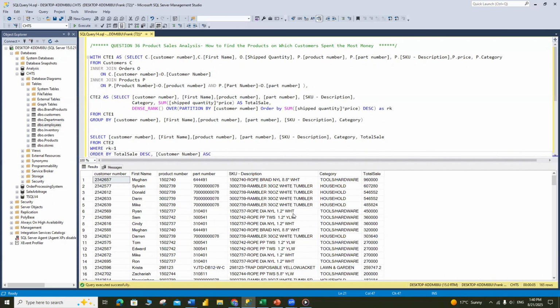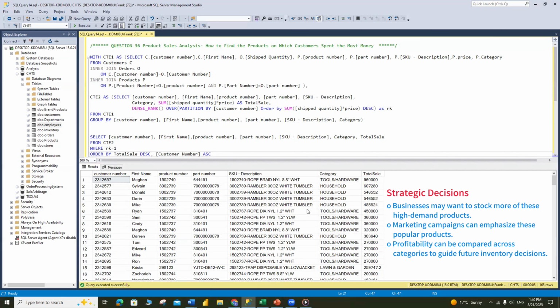So what can we take away from this analysis? 1. Identify best-selling products. Products like the Rambler tumbler and nylon ropes dominate customer spending, making them crucial to revenue. 2. Customer loyalty to products. Many customers consistently spend the most on the same product, which highlights strong product loyalty. 3. Strategic decisions. Businesses may want to stock more of these high-demand products. Marketing campaigns can emphasize these popular products. Profitability can be compared across categories to guide future inventory decisions.